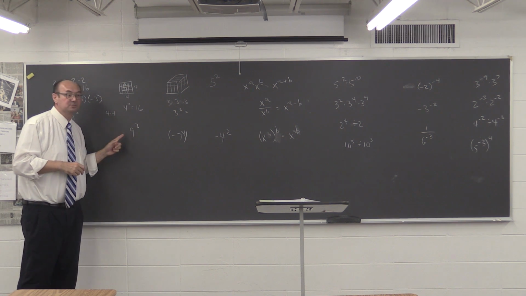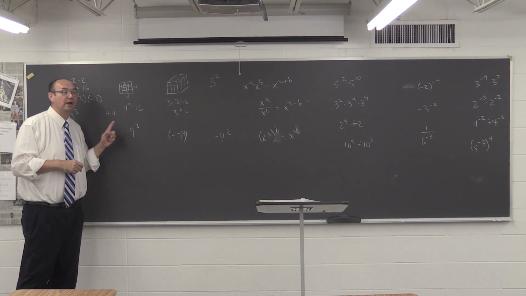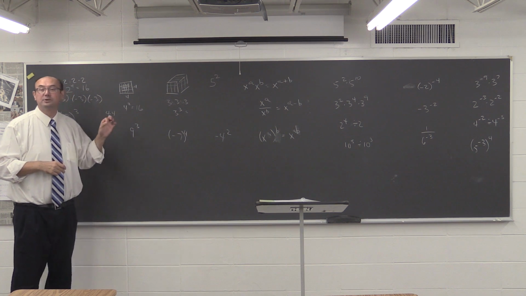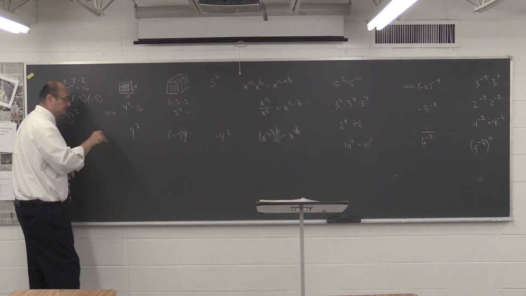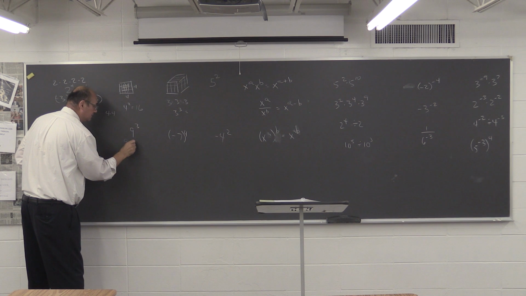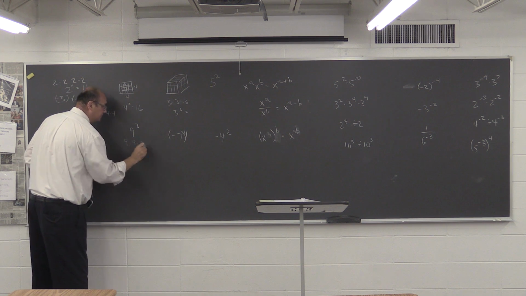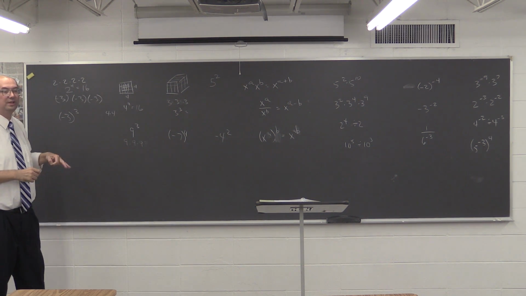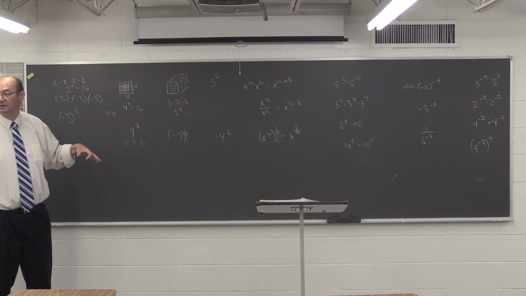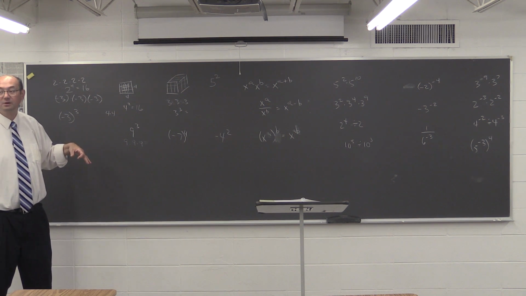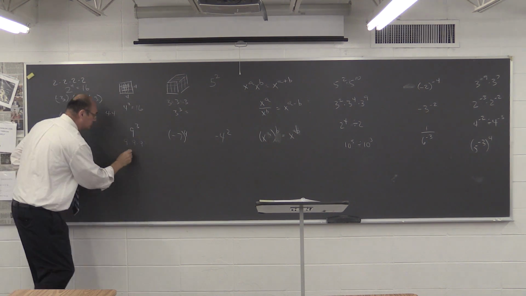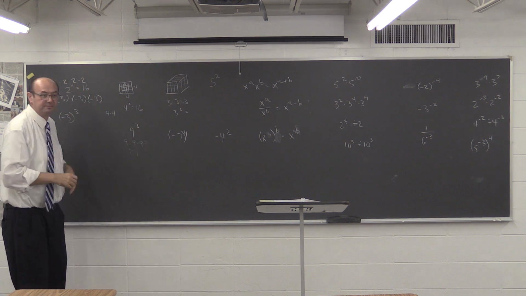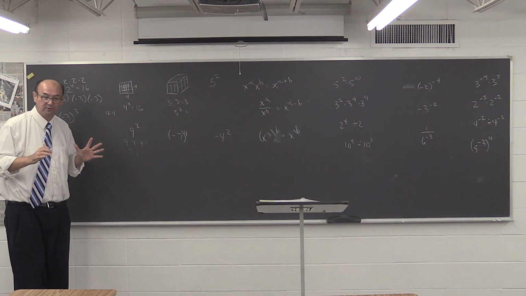The base is what, class? 9. The exponent is? 3. The exponent tells you how many times to stamp the base, okay? So 9 stamped 3 times. 9 times 9 is 81. 81 times 9 is what? 729. So 729 is our answer, okay? Easy enough?